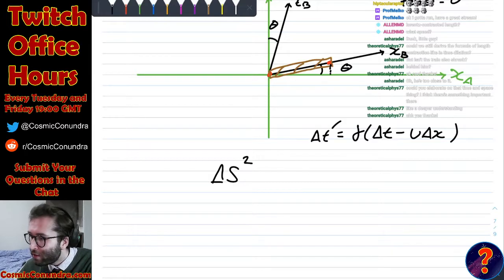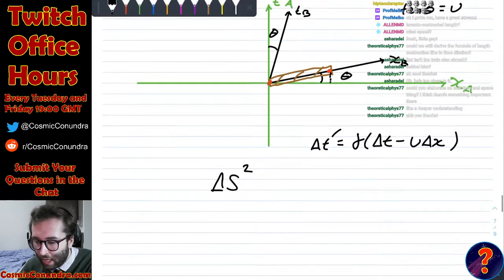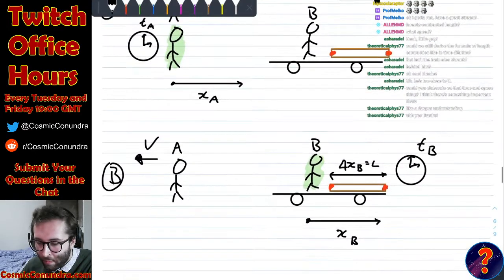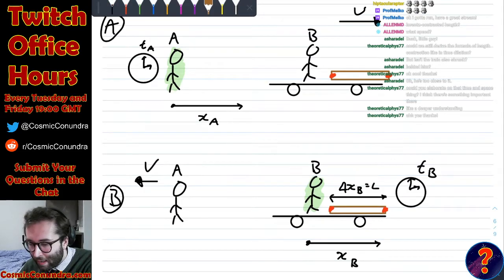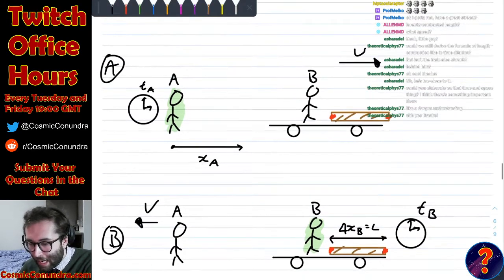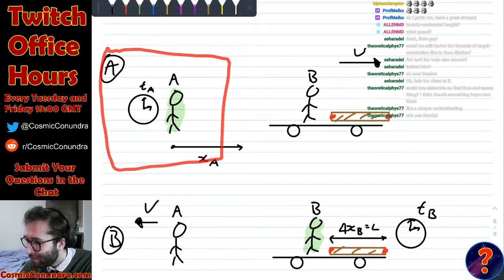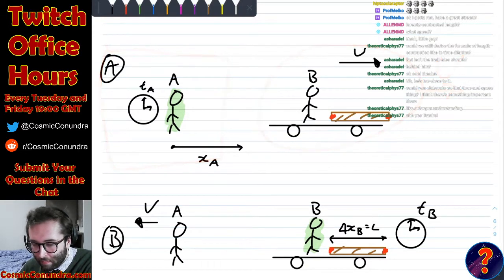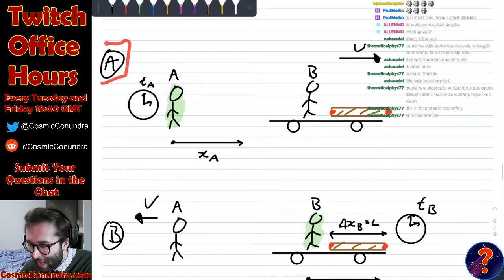So for those that joined from Prof. Melko's stream, we were just finishing off a derivation using space-time diagrams. We were looking at this setup where we have a man on a train with a log, and he's observed by someone standing on the ground, watching this train speed off with some speed v. So this is from person A's perspective, which is why person A is highlighted here.